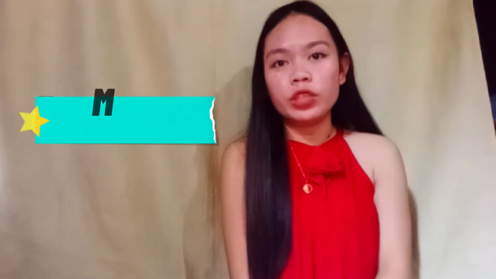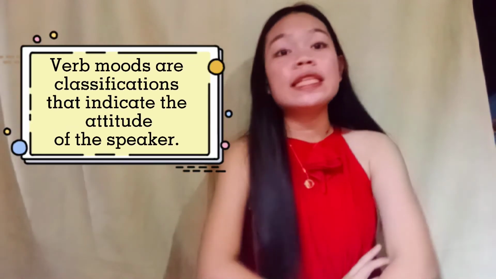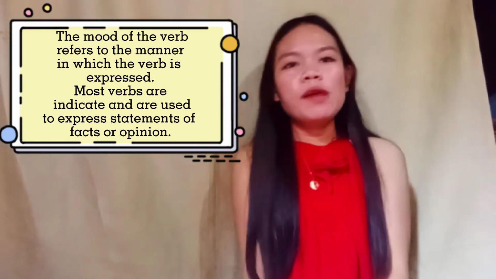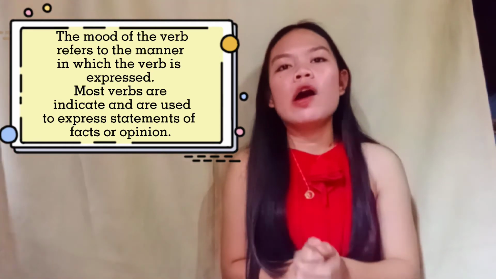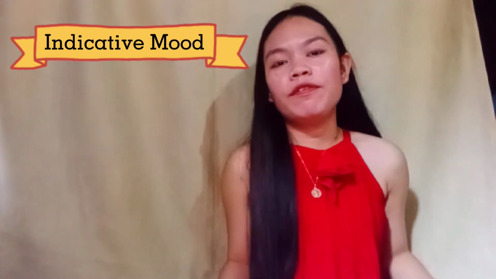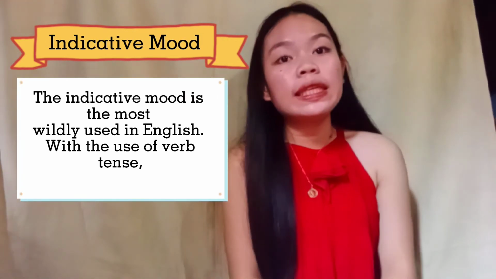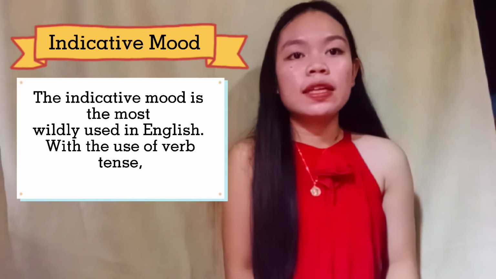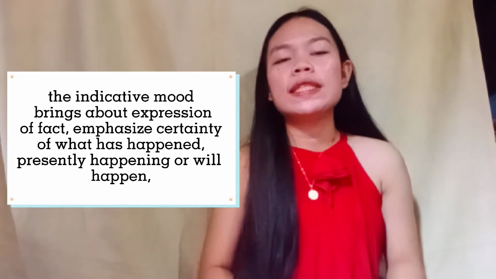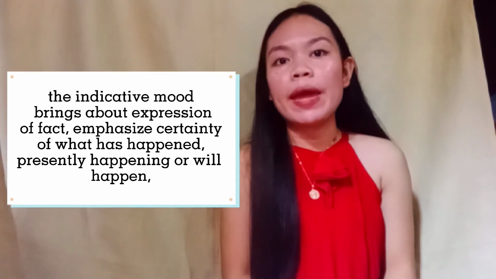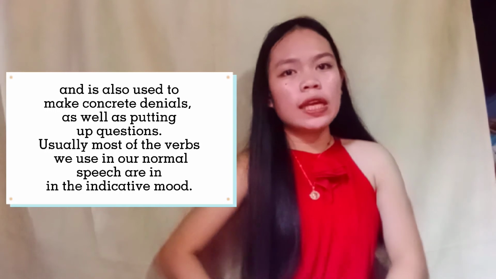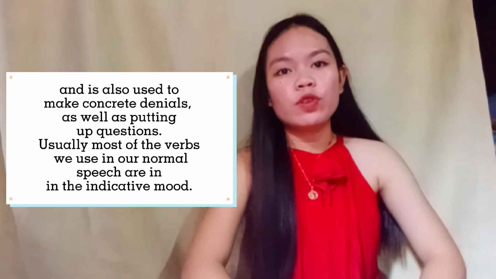The second one, the mood. Verb moods are classifications that indicate the attitude of the speaker. The mood of the verb refers to the manner in which the verb is expressed. Most verbs are indicative and are used to express statements of facts or opinions. The first one, the indicative mood. The indicative mood is the most widely used in English. With the use of verb tense, the indicative mood brings about expression of facts, emphasizes certainty of what has happened, is presently happening or will happen, and is also used to make concrete denials, as well as to ask questions. Usually, most of the verbs we use in our normal speech are in the indicative mood.